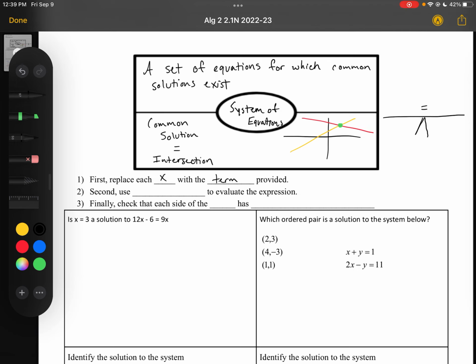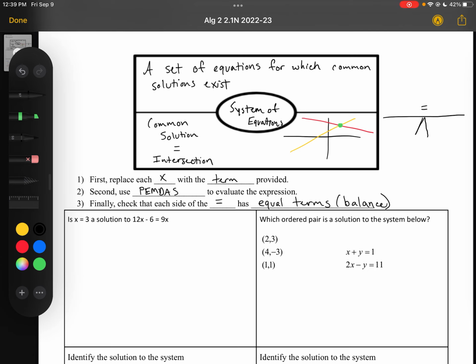Second, we're going to use the order of operations. I'll just write PEMDAS for shorthand. To evaluate, so once you have plugged in that number or term for x, all you're going to do is just start solving one step at a time with the goal of getting an answer that is a number. Last, we are going to check that each side of our equal sign has basically equal terms. And I'll put in parentheses here, balance.